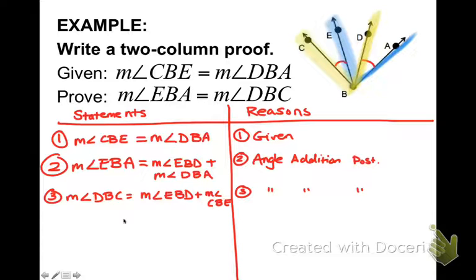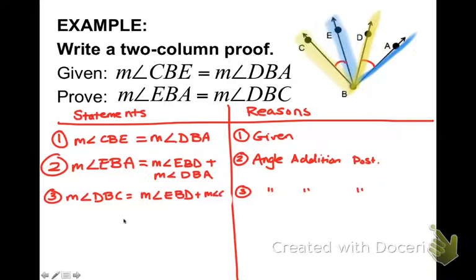Look up here at what we wrote in line 1. Didn't we say that they are equal to each other? So can't I use the substitution property, and don't do this in your notes because you can't erase it. Can I substitute CBE for DBA? And then it would be the same thing, right? But I need to show that in my step.